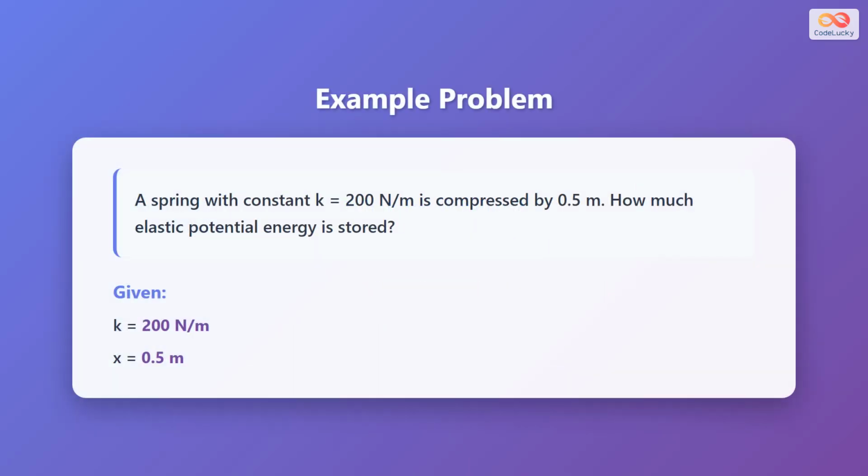Let's work through an example problem. A spring with a spring constant of 200 newtons per meter is compressed by 0.5 meters. How much elastic potential energy is stored? We are given K equals 200 newtons per meter, and X equals 0.5 meters.